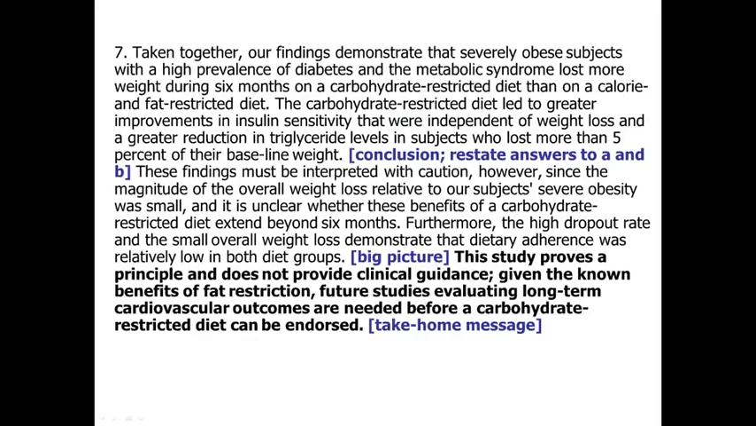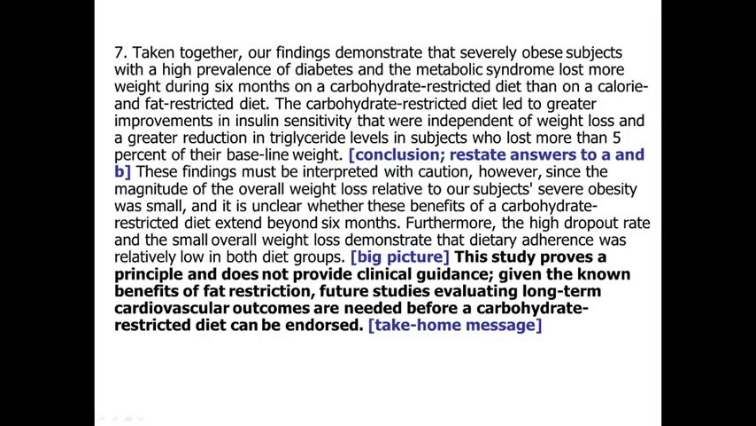So notice that in the last paragraph, they restate their conclusion. They restate their answers to the 2 questions they were asking. So that's okay. You actually want to recap. Taken together, our findings demonstrate that this population lost more weight during 6 months on a carb-restricted diet than on a low-fat diet. The carb-restricted diet actually led to greater improvements in insulin sensitivity, and again, that's a good thing. And some of those improvements were independent of weight loss. And there was also a greater reduction in triglyceride levels, and it's good to get your triglycerides down. So they've just restated what they said in the opening 2 paragraphs, but you want to sum up what they found, the answers to those 2 main questions.